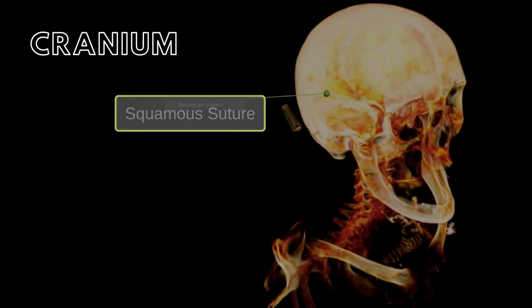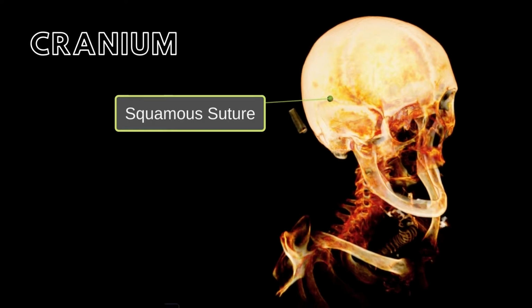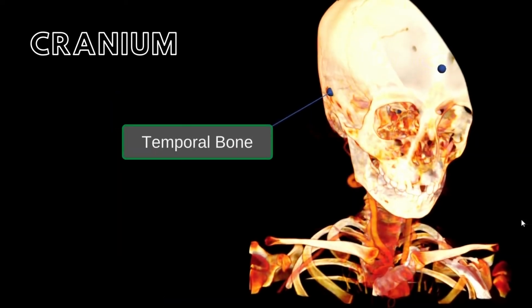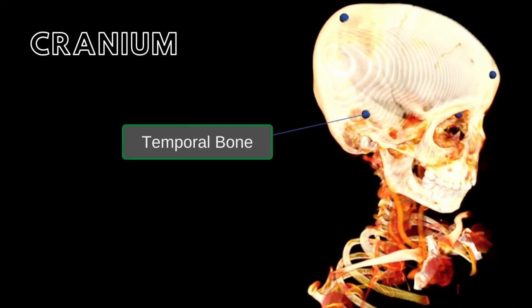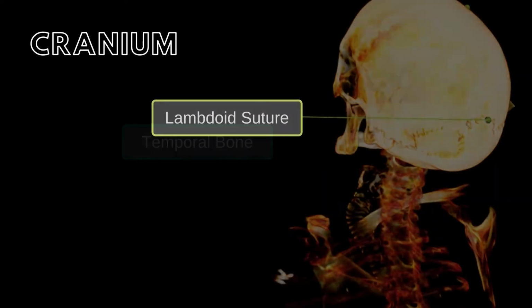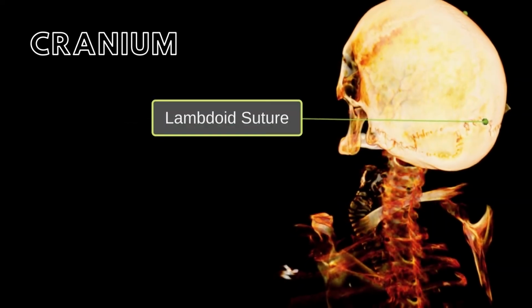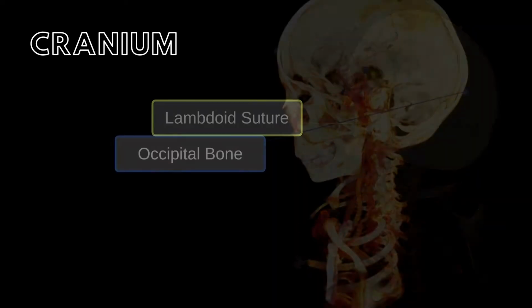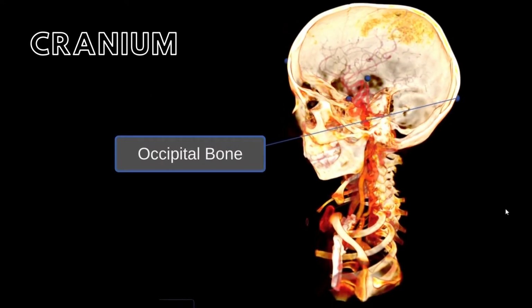Laterally, the parietal bones are joined to the temporal bones by the squamous suture. The temporal bones are also a left and right pair that form the sides and the base of the skull and surround the ear canal. The parietal bones are joined posteriorly to the occipital bone by the lambdoid suture. The occipital bone forms the back and base of the skull.